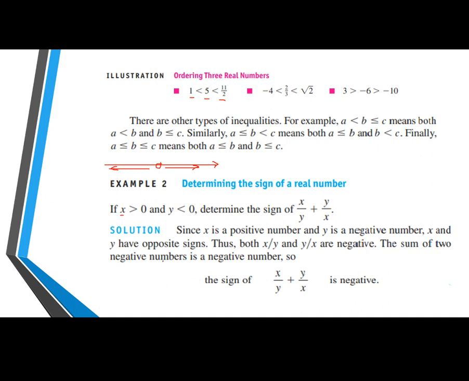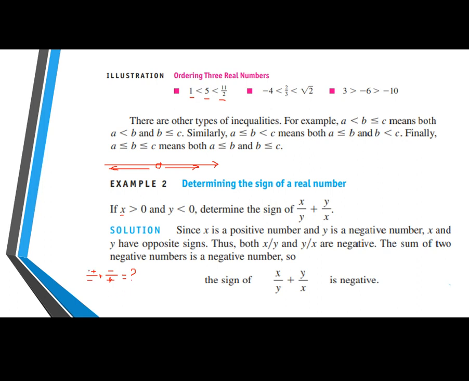So the sum of the negative numbers is a negative number. So the sign of x over y plus y over x is negative. Here, x is positive over a negative, plus a negative over positive, is equals to negative.